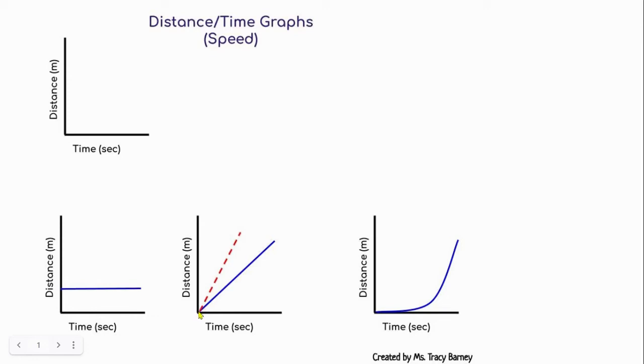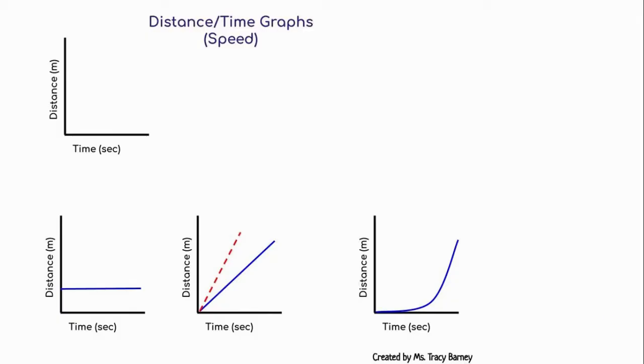Because as the object moves away from point of origin, it's not taking as much time to get to those points. For example, if you look at this point here, where I'm pointing, compared to the line here, they've reached the same distance, but the blue object took longer to get to that same distance. So constant speed on a distance time graph is always shown by a straight line on the graph. All right.